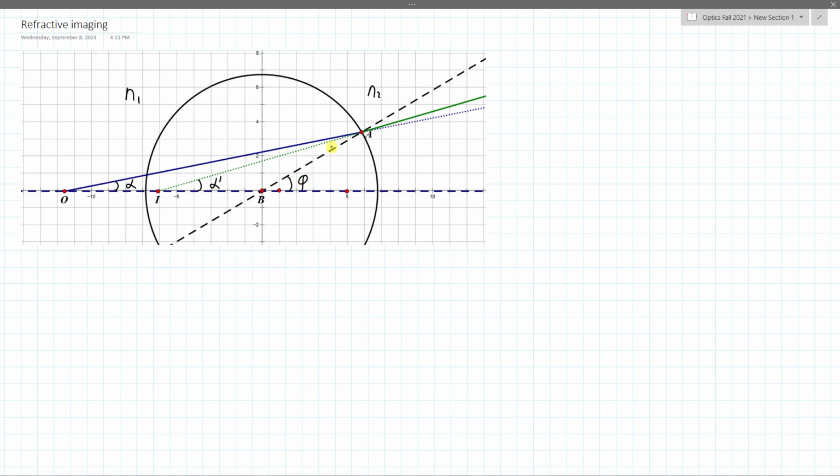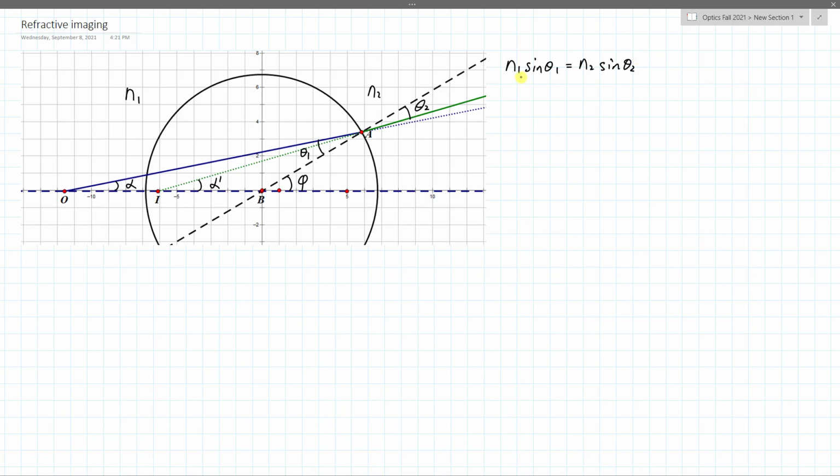The incident angle is between the incident ray and the normal. So this is the incident angle, theta 1, and the refracted angle is between the normal and the refracted ray, so this is theta 2. All right, so we have this relationship: refractive index N1 sine theta 1 equals the other index N2 sine theta 2. Right, so that's the law of refraction.